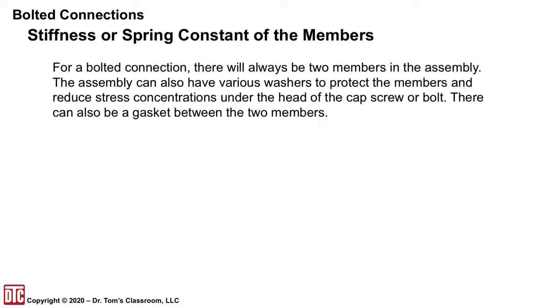Okay, let's talk about the stiffness or spring constant of the members now. So for a bolted connection, there's always going to be two members in the assembly. You can also have various other things like washers, and of course you'll have the bolt. And there's all kinds of other things you need to take into account, which we're not going to here, stress concentration factors. And there also can be a gasket between the two members, so all of that comes into play.